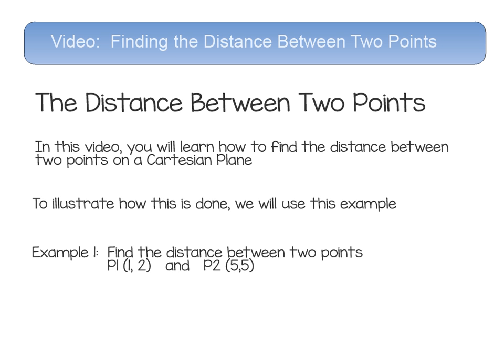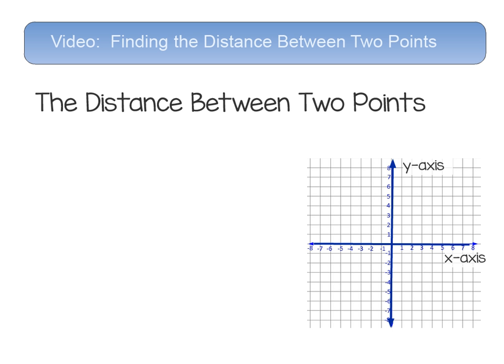Example 1. Find the distance between 2 points P1 with the coordinates 1, 2 and point P2 with the coordinates 5, 5. Now, here is the solution.